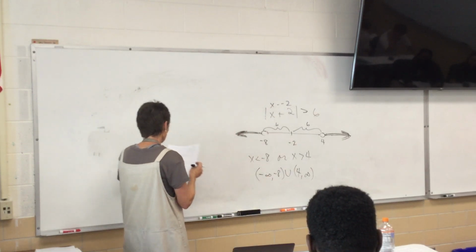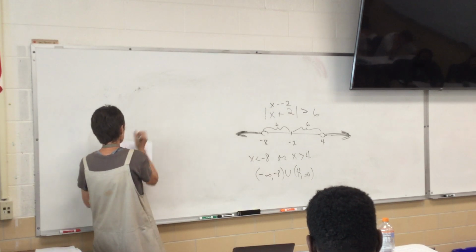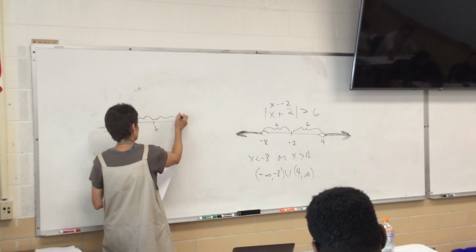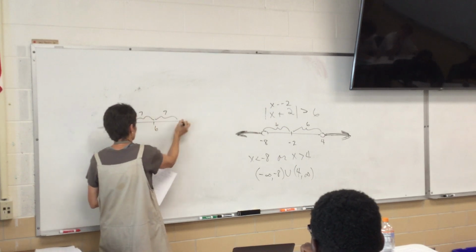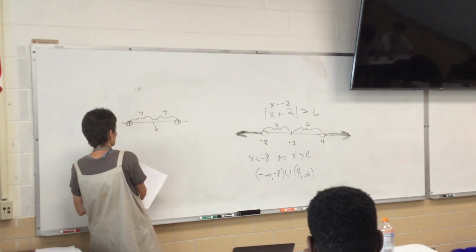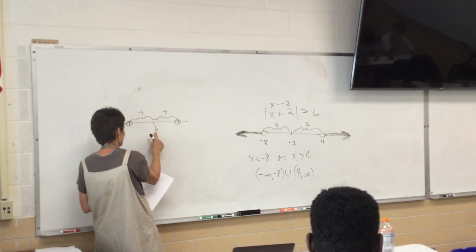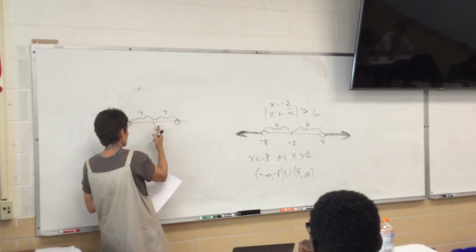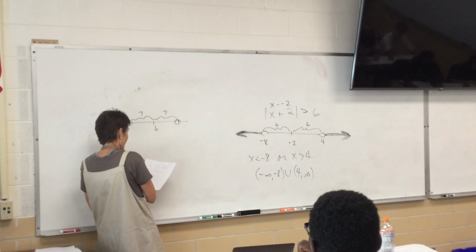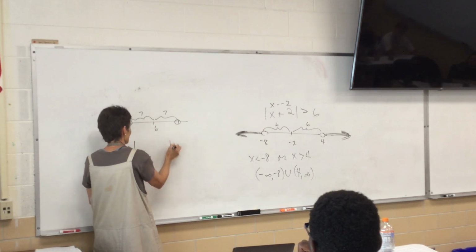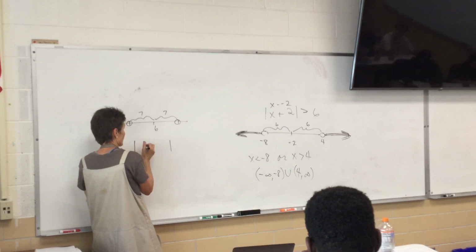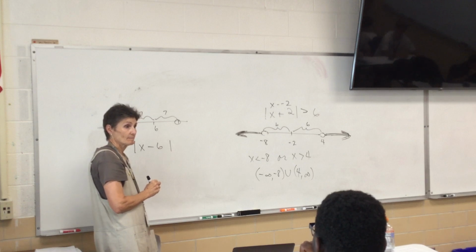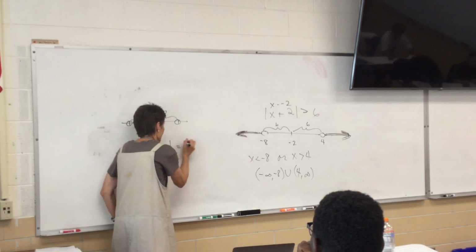Write as an absolute value the distance between x and 6 is 7. So the distance between some number and 6 is 7. So that number can be 7 units this way or 7 units this way. What will that look like in terms of an absolute value? The distance between some number and 6 is 7.